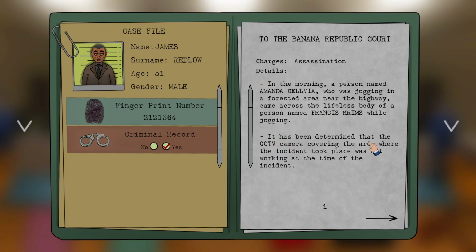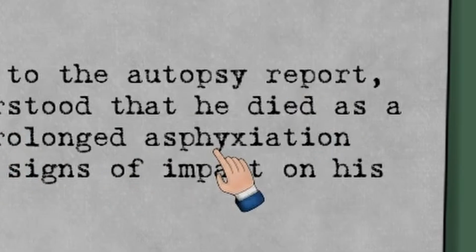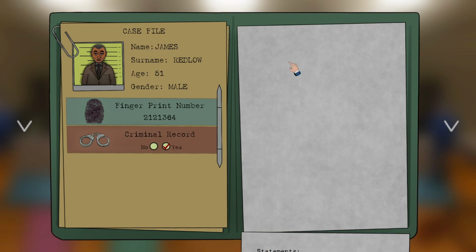It has been determined that the CCTV camera covering the area where the incident took place was not working at the time of the incident. Of course, it was not. According to the autopsy report, it was understood that he died as a result of a prolonged asphyxiation without any signs of impact on his body. According to the allegations, the last one the deceased was in contact with was James Redlow, a member of the board of directors of Kiernan Wells.